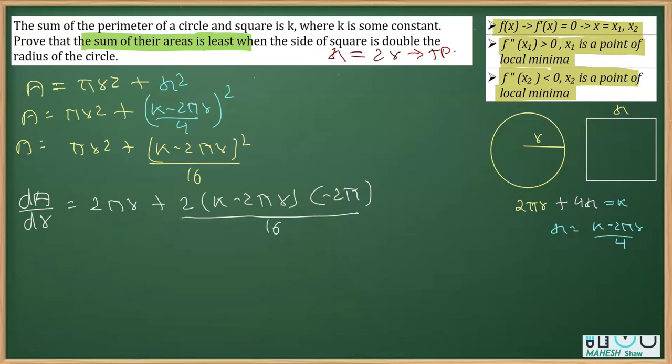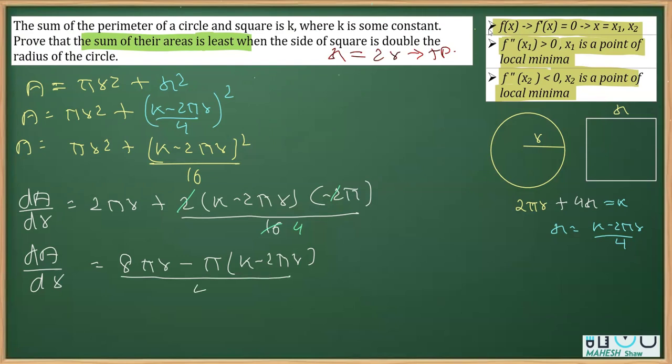Now further I can see we can reduce something here, that is with 2. This is going to be 4, right? 2 2s are 4. So if I further write in simplest form, we can take LCM. If I take LCM, this will become 8 pi r. And I can see there is a minus sign over here, so that will make it minus. Pi is outside, and this is k minus 2 pi r over 4.